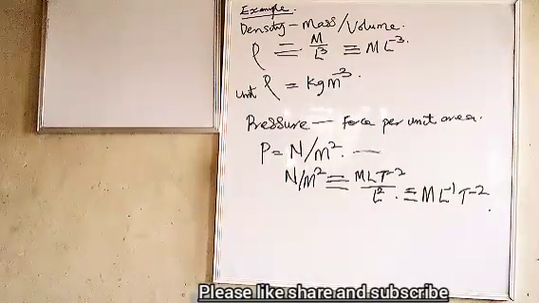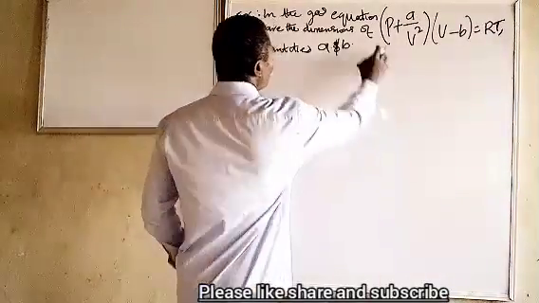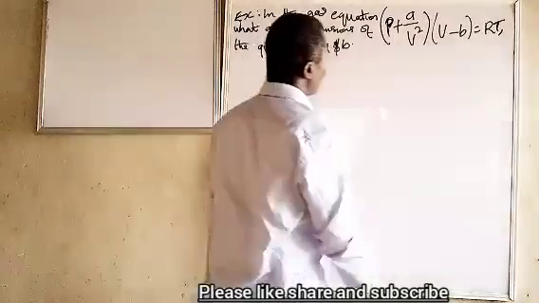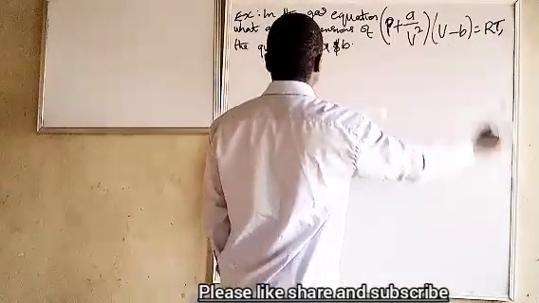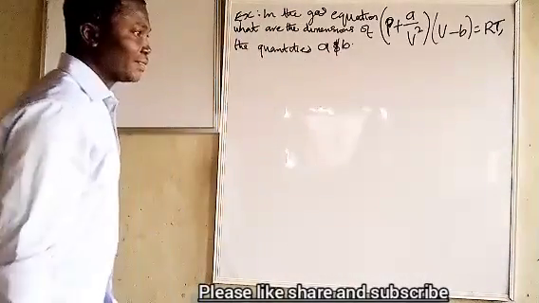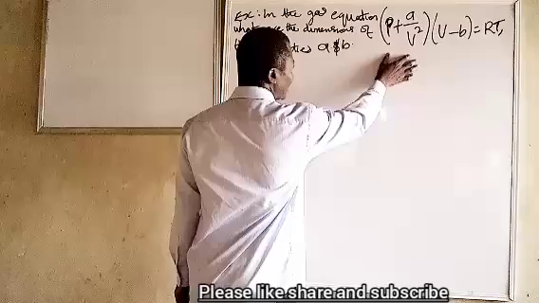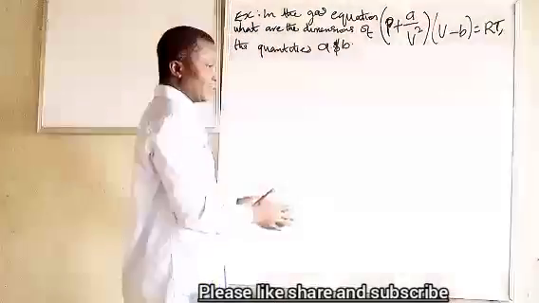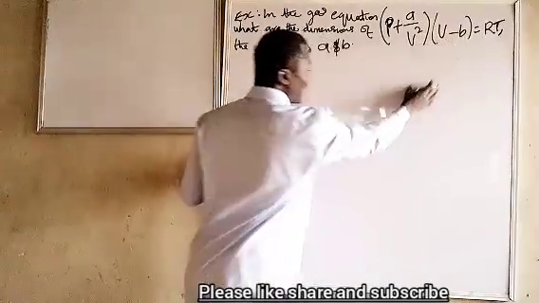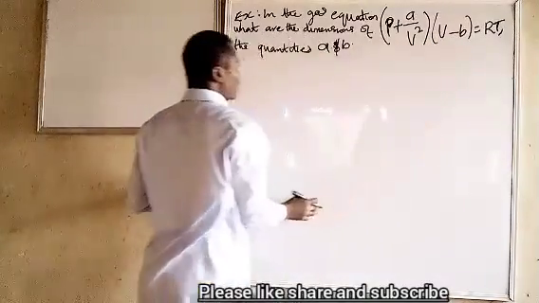Now I'll give you some examples. Now we have this in the gas equation: P plus A over V squared, in brackets, into bracket V minus B equals RT. What are the dimensions of the quantities A and B? So we have said that dimensions make us able to know that the quantities we are adding together are of the same units. So in this instance, V and B are added together in a bracket alone. So it shows that the unit of B is the same as the unit of volume.